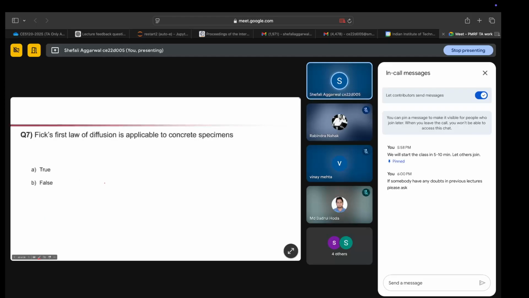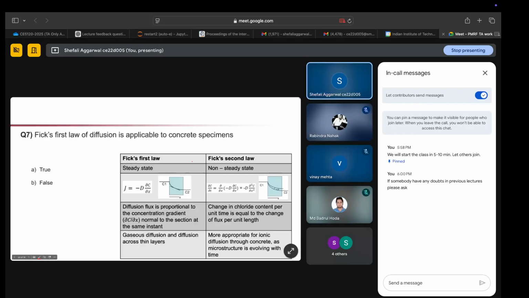Fick's first law of diffusion is applicable to concrete specimens. True or false? False. Correct. So if we talk about Fick's first law and second law, first law is mainly in the case of steady state and second law will come under the non-steady state. When we are talking about our concrete specimen, it will never be in a steady state system. It is always a non-steady state system. Therefore, first law is not applicable to the concrete system.